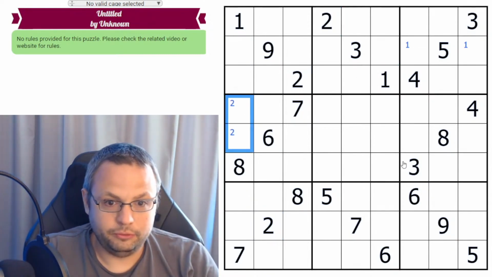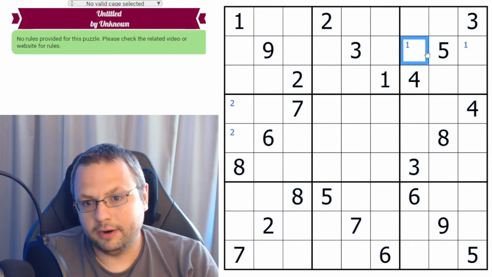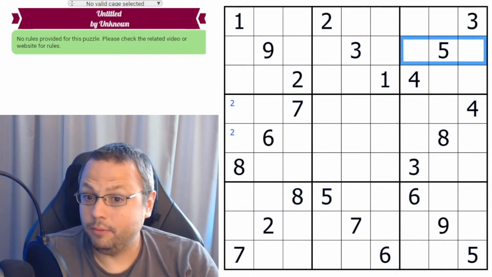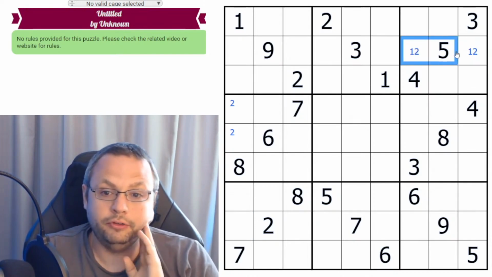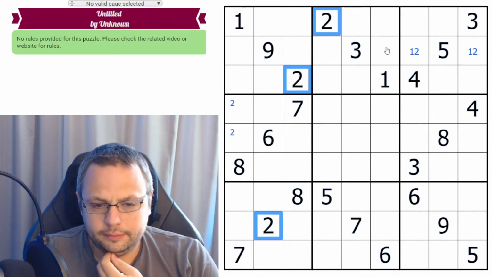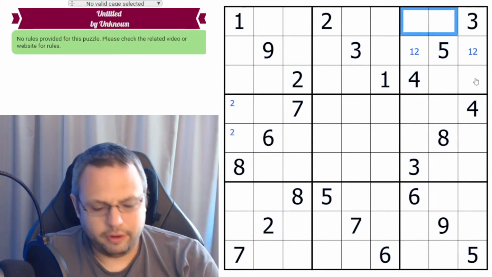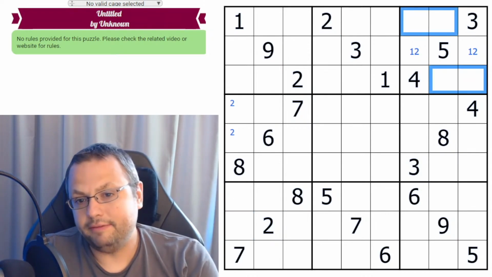Let's see. I see I get some 2 corner marks over there. Aha. I've got some 2 corner marks that instantly pair up on top of my 1 corner marks. So this becomes a 1-2 pair. So that's cool. Okay, so I'm going to fill in, because now I have 5 digits in this box.